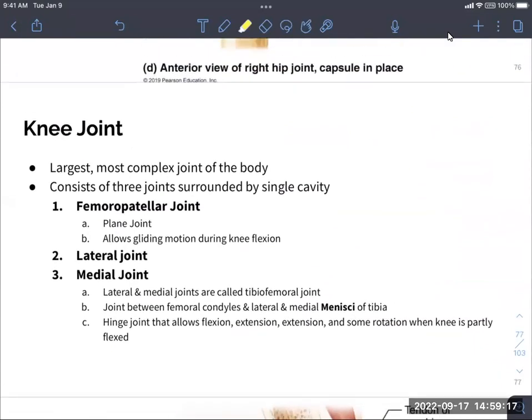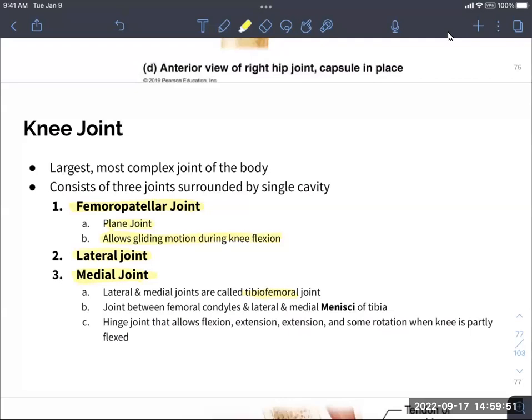Knee joint. Your knee joint is known as the femoral patellar joint. Femoral, femur, patellar. So the femur that articulates with the patella, that's one of them. It's a plane joint, so it kind of glides when you bend and straighten your knee. We have a lateral joint and a medial joint. So tibiofemoral, we have a lateral tibiofemoral and a medial tibiofemoral.